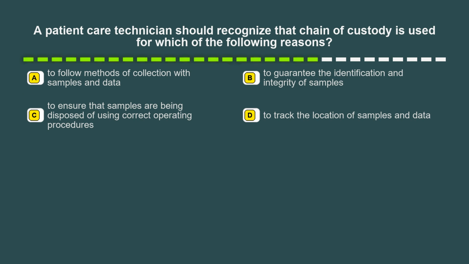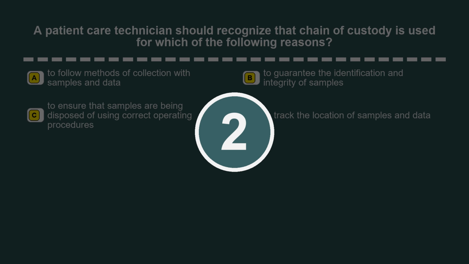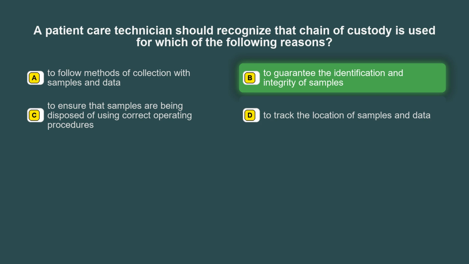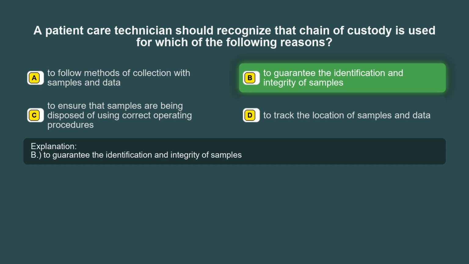Question 69. A patient care technician should recognize that chain of custody is used for which of the following reasons? Option A, to follow methods of collection with samples and data. Option B, to guarantee the identification and integrity of samples. Option C, to ensure that samples are being disposed of using correct operating procedures. Option D, to track the location of samples and data. The correct answer is option B, to guarantee the identification and integrity of samples.